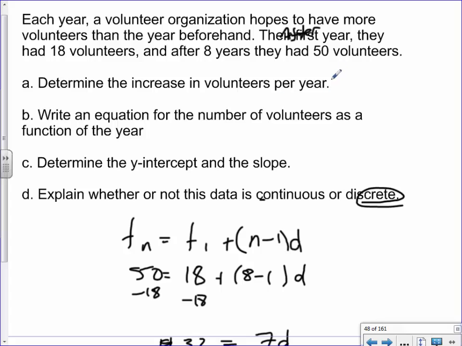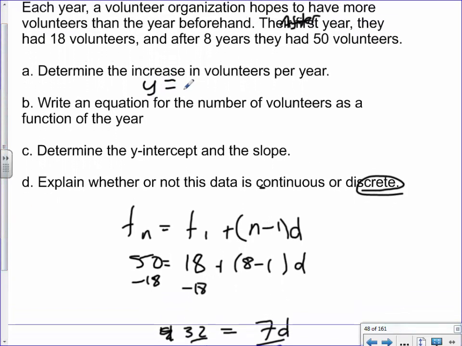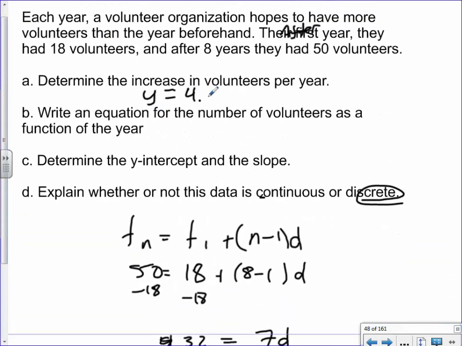So the increase in volunteers per year we just found. Let's write an equation for the number of volunteers as a function of the year. This would be y equals, we're going up by 4 point, why don't we just make it 4.57? We're going up by 4.57 volunteers per year. How many would they have started at? Because remember, after the first year they had 18 volunteers. How many would they have had before? If we work backwards, 18 minus 4.57, that gives 13.43.